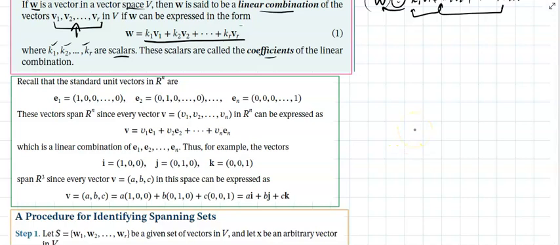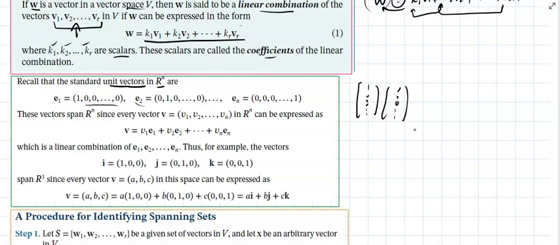Recall that, and this is something for you to know, the unit vectors in Rn would be E sub 1, which is 1 and zeros all the way down, and E sub 2 will be 0, 1, 0 all the way down, and so on and so forth.